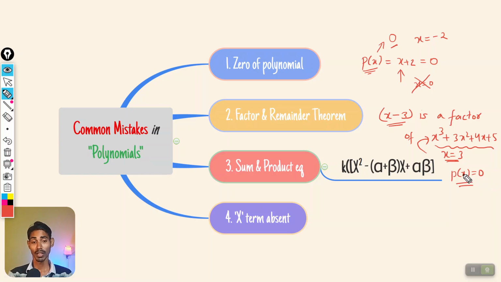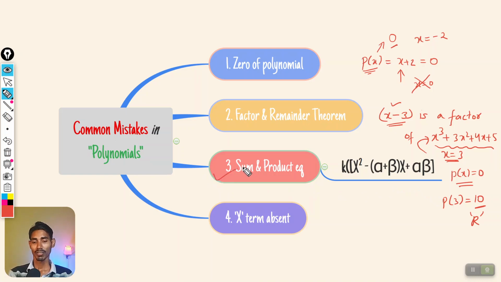That is the factor theorem. In case you substitute x equal to 3 and you get, suppose, p(3) equal to 10, you substitute the value 3 here and happen to get p(3) as 10, this is the remainder of this polynomial when divided by x minus 3. So the factor theorem gives 0. The remainder theorem gives the remainder.